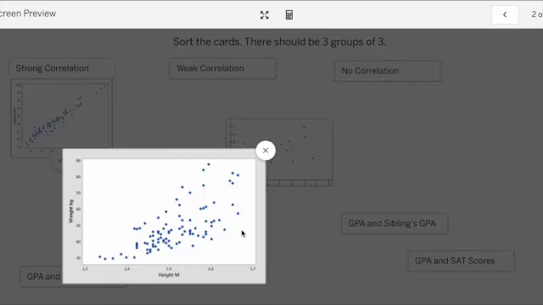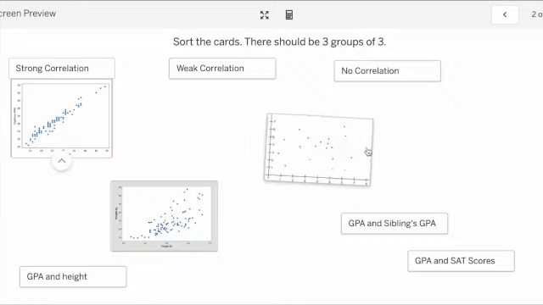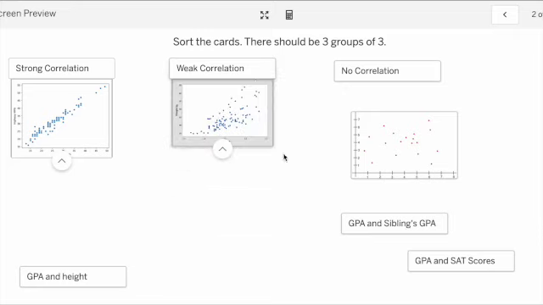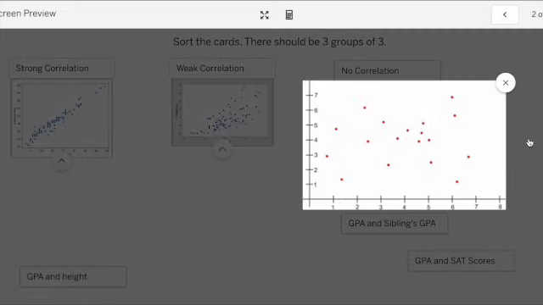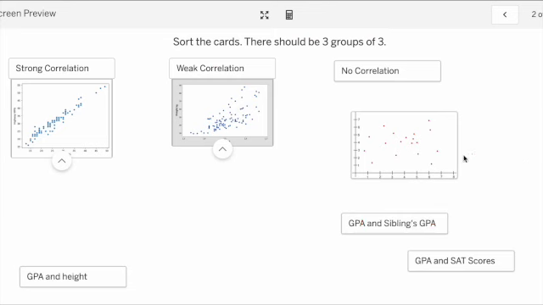This graph would have a weak correlation because the points are not totally random. They do basically follow an upward pattern, but they're way more scattered. They're not nearly as closely aligned or following as close of a mathematical pattern as the first graph that we looked at. So this would be the weak correlation, and this one would have no correlation. The points are, as far as we can tell, totally random.